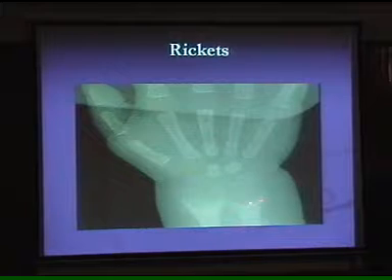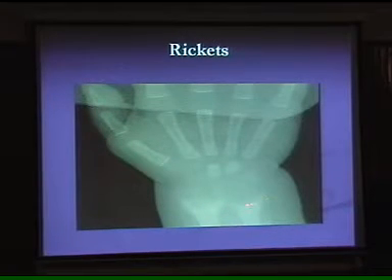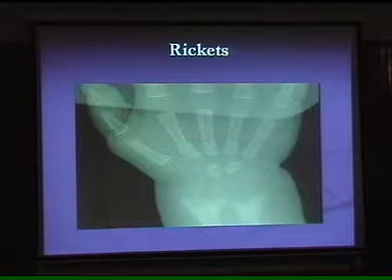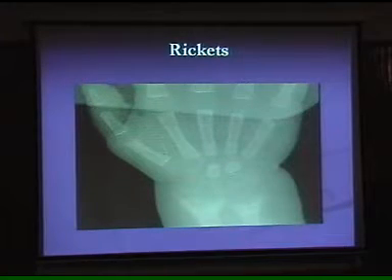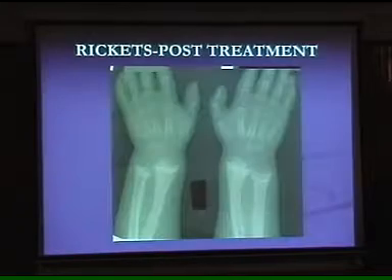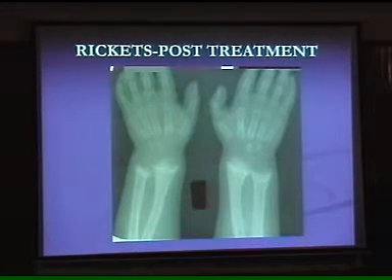look at this X-ray. There is widening, there is splaying, there is fraying of the ends, and there is loss of bone density at the metaphyseal ends. That is a diagnostic classical sign. Sometimes you will find this kind of X-ray.